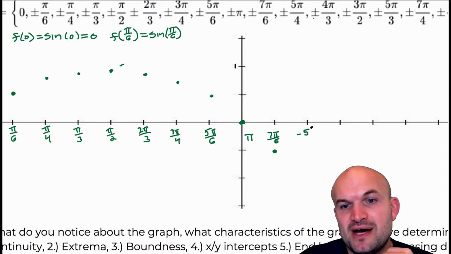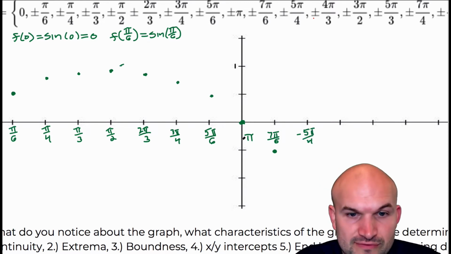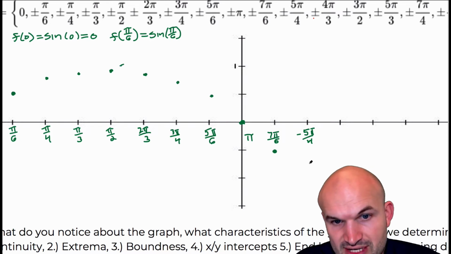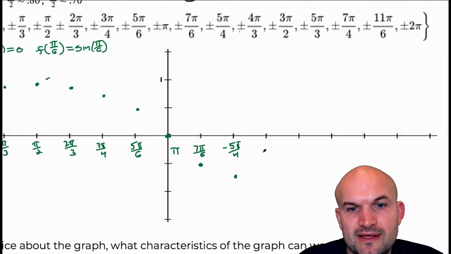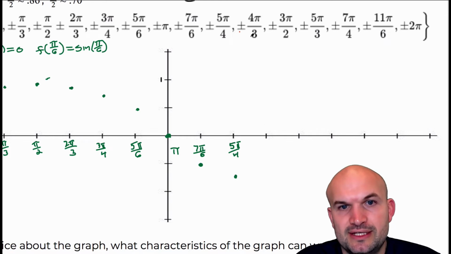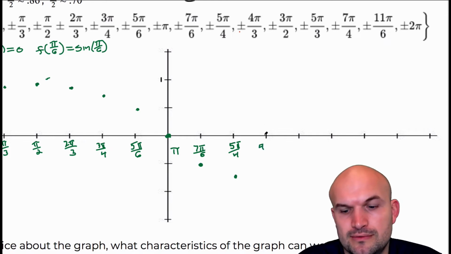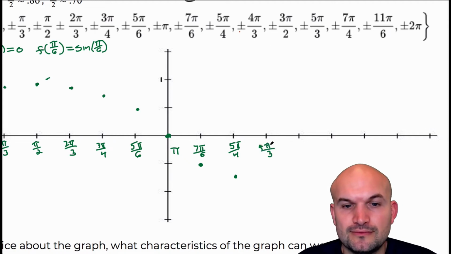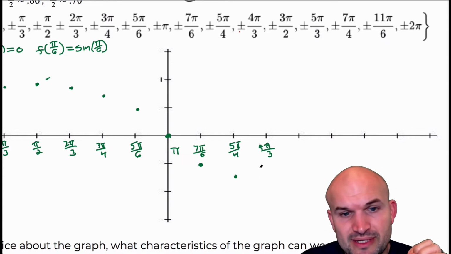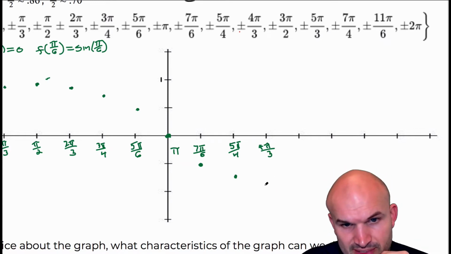At 5 pi over 4, that's going to give me negative square root of 2 over 2, which is again going to be that negative 0.7. So I'll estimate that right there. And then we're at, oops, not a negative. This is still, there you go. The next angle is going to be 4 pi over 3. I hate when that happens. And at 4 pi over 3, that is going to be negative square root of 3 over 2, which is going to be at my negative 0.86. So that'll be right around there.